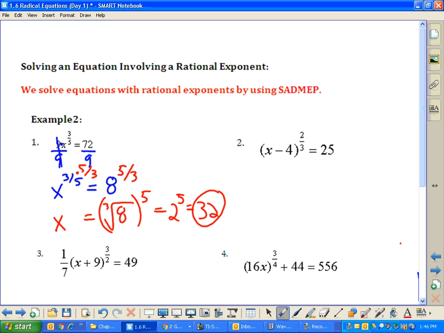You again want to treat SADMAP like it's a checklist of things to take care of. So do you see how there's subtraction or addition as the first 2 letters? Be careful because this minus 4 is actually in parentheses. So I can't just go ahead and add 4 to both sides first. I actually need to get rid of the exponent first.